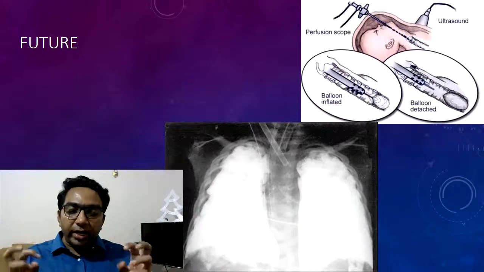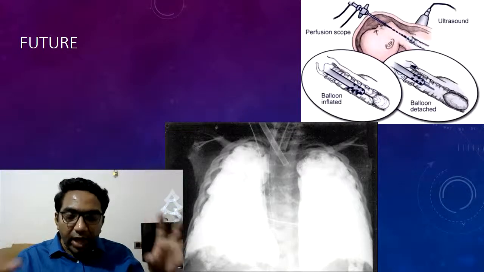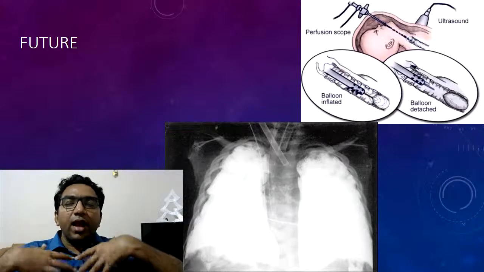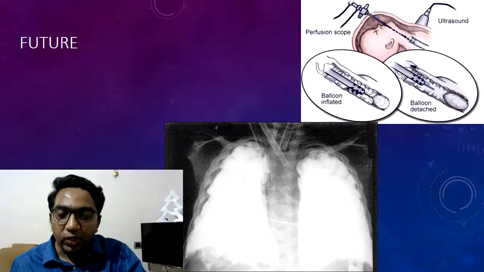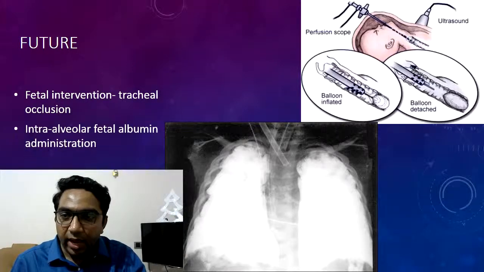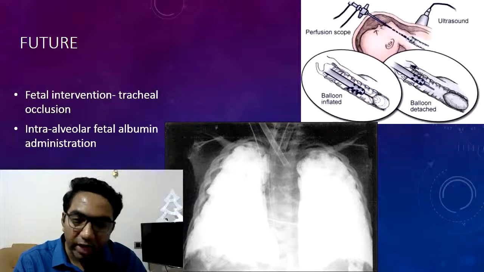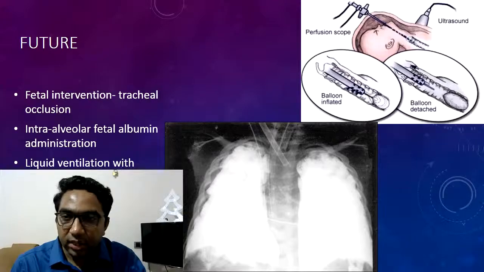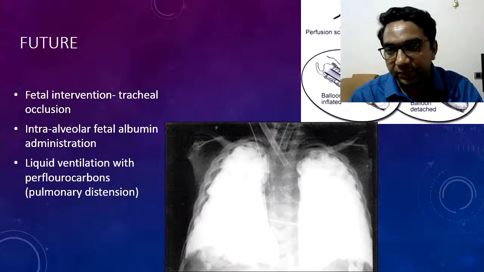Because of the liquid consistency, it helps in the increased development of the alveoli due to the pressure effect. And after adequate oxygenation, it is brought out. That is liquid ventilation. Fetal intervention by tracheal occlusion, and intra-alveolar fetal albumin administration, is shown to help a bit in the development of the lung, and liquid ventilation with perfluorocarbons can help in pulmonary distension.